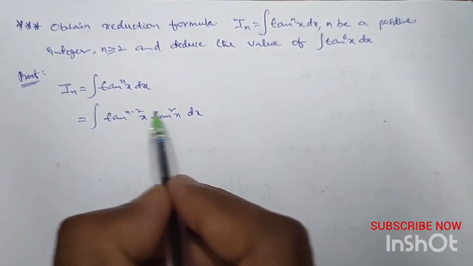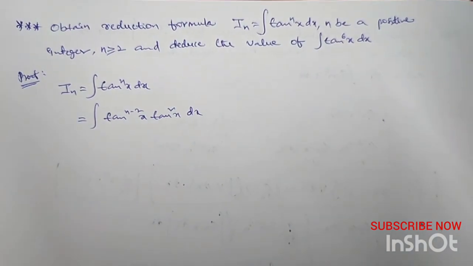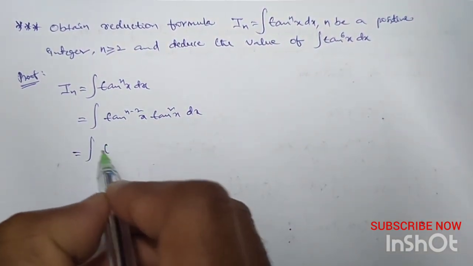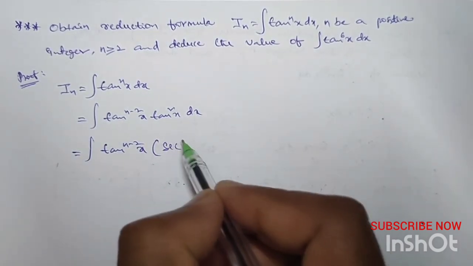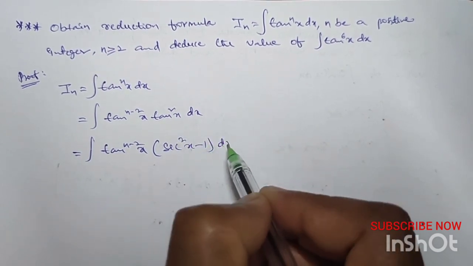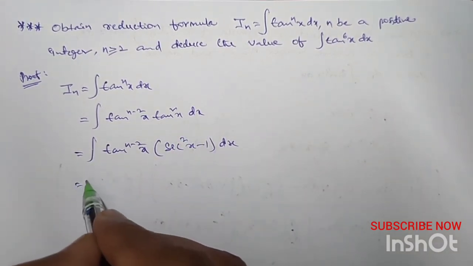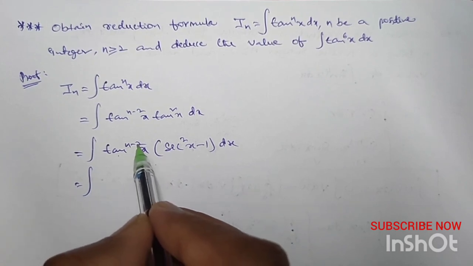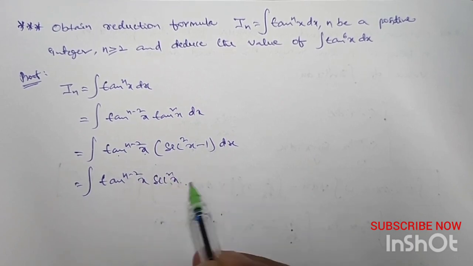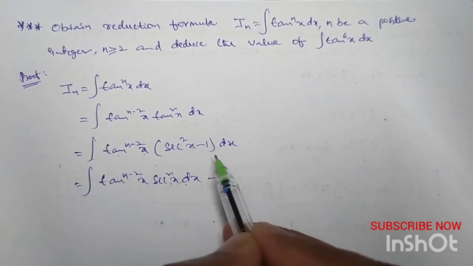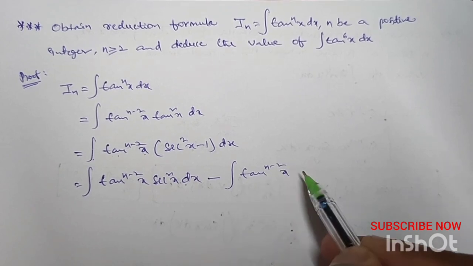Since the bases are equal, the powers should be added: n minus 2 plus 2 equals tan power n x. So here, the integration of tan power n minus 2 x into tan square x, where tan square x equals secant square x minus 1, into dx. The formula is tan square x equals secant square x minus 1. So, the integration of tan power n minus 2 x into secant square x dx, minus the integration of tan power n minus 2 x into 1 dx, that is, the integration of tan power n minus 2 x dx.